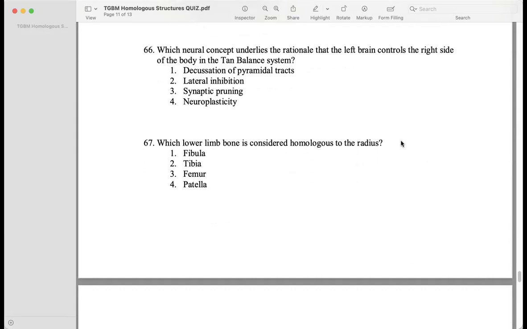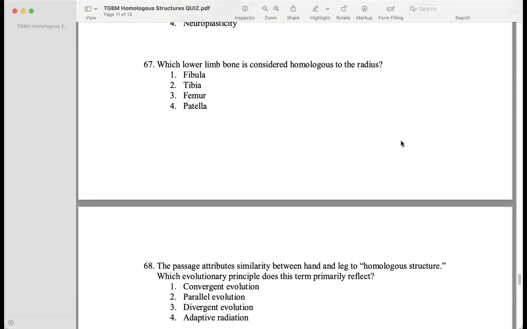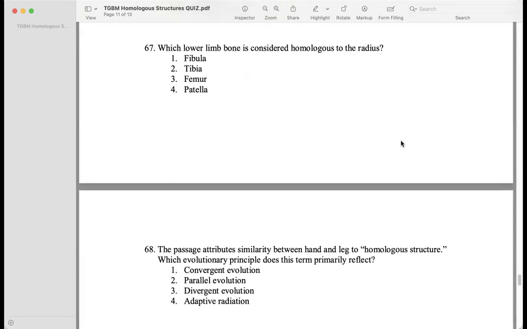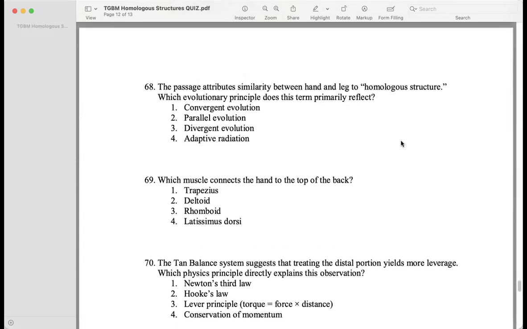Okay, so maybe when we do neuroanatomy, I'm excited. This is a little bit complicated, but we might try to make it simple. So for people who love scalp acupuncture, which lower limb bone is considered homologous to the radius? Tibia. Yes.